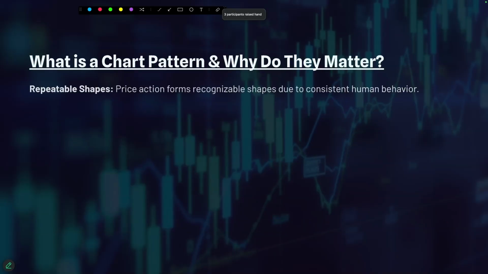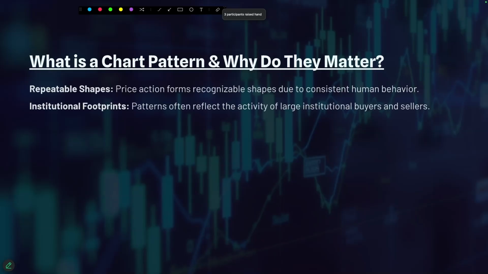So what is a chart pattern and why do they matter? A chart pattern offers repeatable shapes, for lack of a better term. You can almost think of it like the Rorschach test that psychologists would give you. You hold up an image and what do you see? That's what we're going to go through here. And again, the more people that see the same thing that you see, the more likely it is to be acted upon. The charts also often reveal institutional footprints. So you or I going in buying 100 shares of Apple, we are not a blip on the radar.